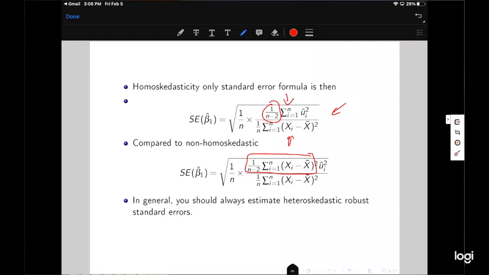In general, you should always estimate heteroskedastic robust standard errors, again, because it's basically impossible to know if your errors are homoskedastic, and it doesn't hurt to estimate heteroskedastic robust standard errors. The nice thing is that R, or any statistical package, will just estimate these formulas for you. You just have to specify which one you want to estimate. Note that if we were doing this in Excel, you would always get this standard error formula, when in fact you want this one. That's one benefit of using R.